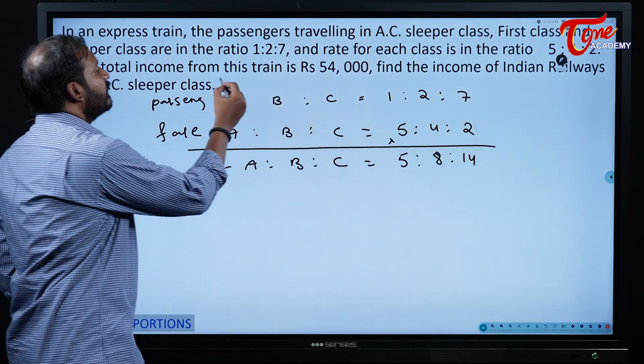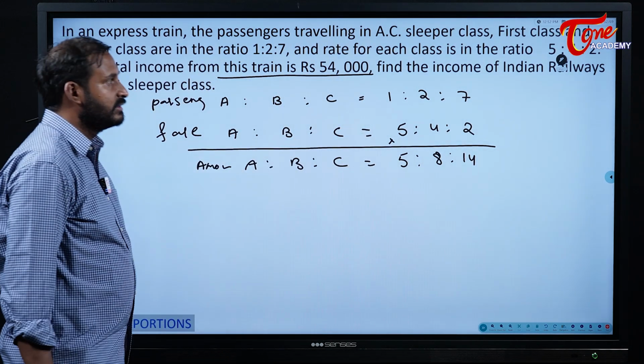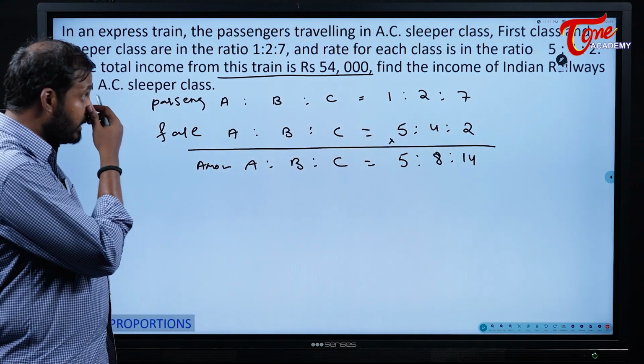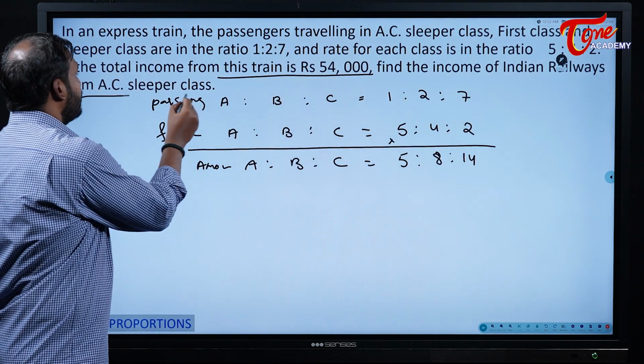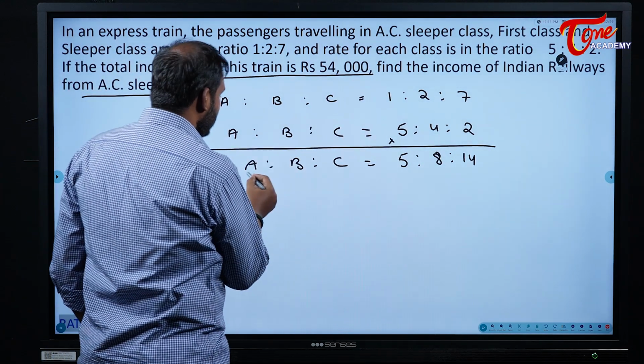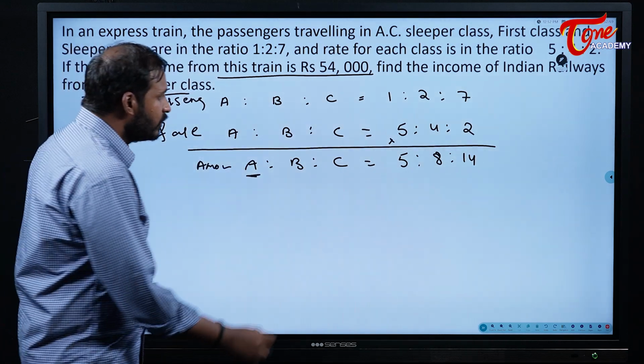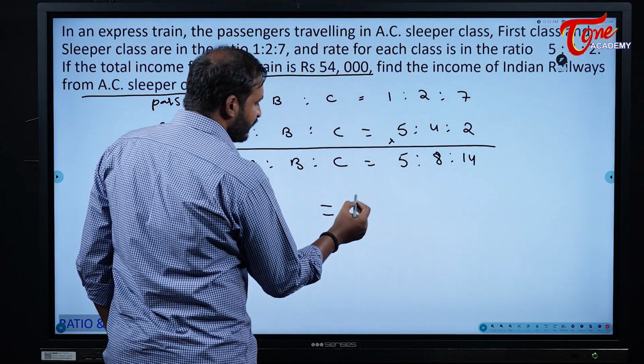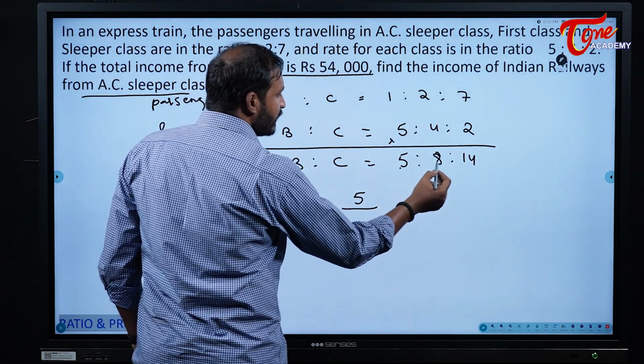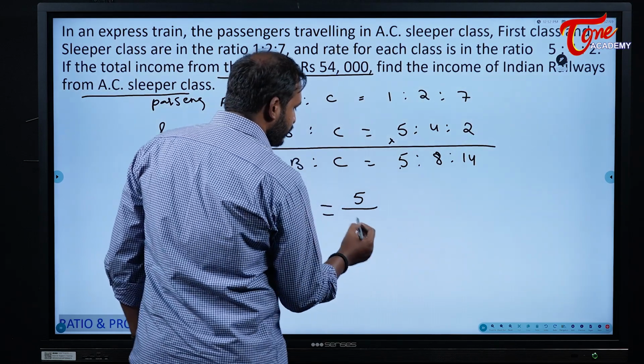If the total income from the train is 54,000, find the income of Indian Railways from AC sleeper class. AC sleeper class is what? My A here. So what you will get here? A is how many parts? 5 parts. Out of total, 5 plus 8 is 13, 13 plus 14 is 27.